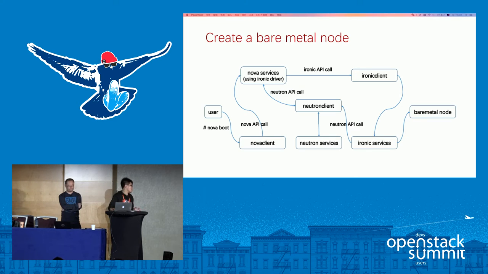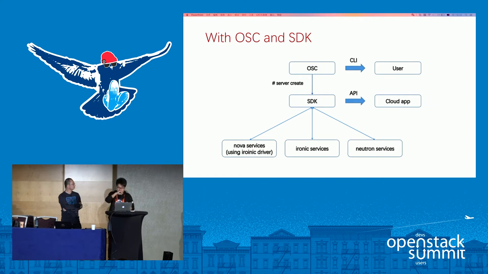You can see that a lot of cores in there, and it is very difficult to debug. So if we use OSC and SDK, it will be quite simple. The command line, OSC provides command line to users, and SDK provides API to cloud apps.